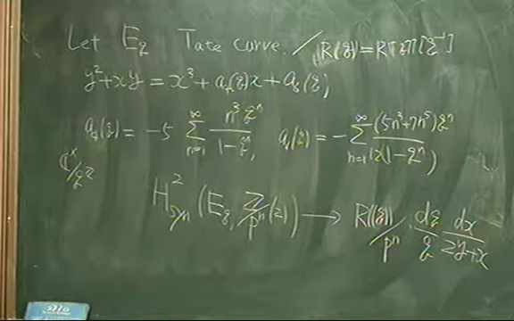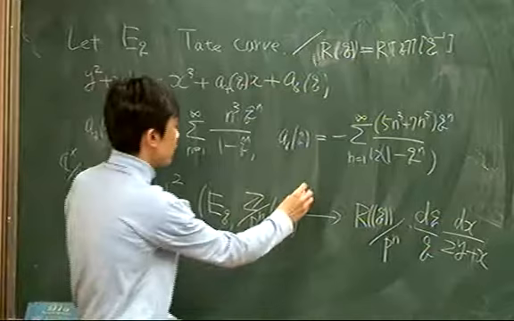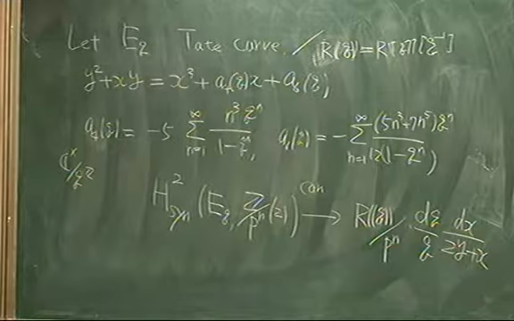Space of two forms. Okay, there is a canonical map with two forms. Okay, all right.